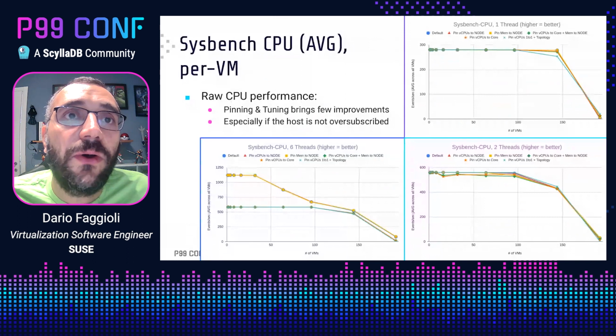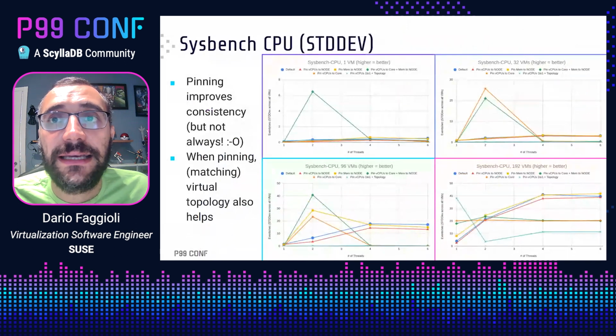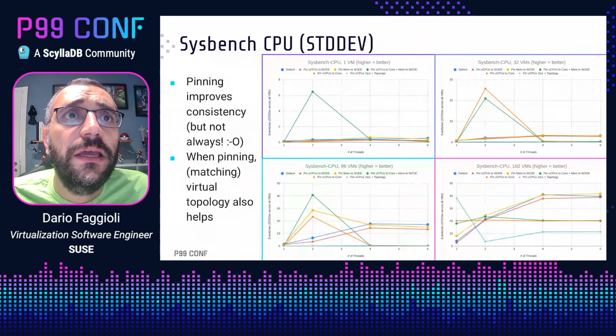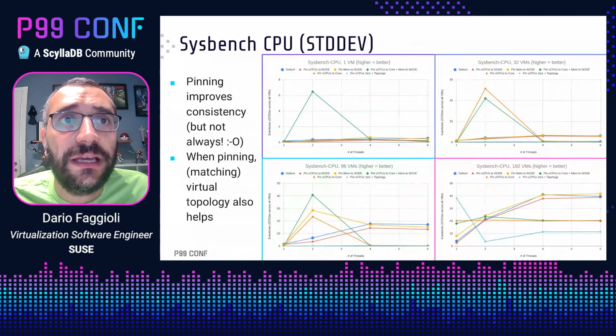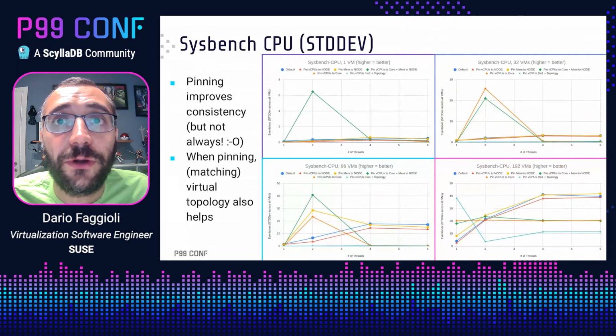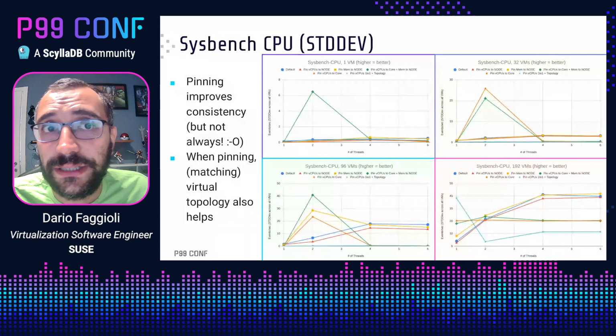Okay, let's have a look now at how stable and consistent the numbers are still for Sysbench CPU across all VMs by checking the standard deviation among all the results from all VMs. When the system is under high load, the stricter the pinning, the more consistent the performance is, which is exactly what we would have expected, I guess.